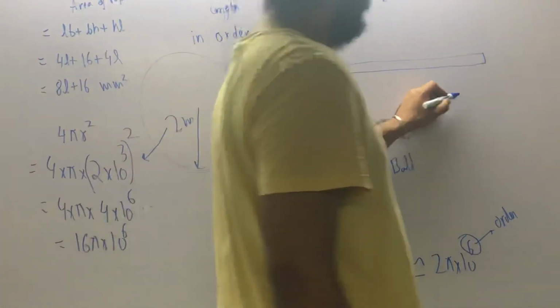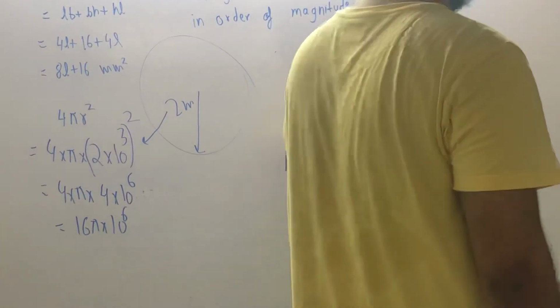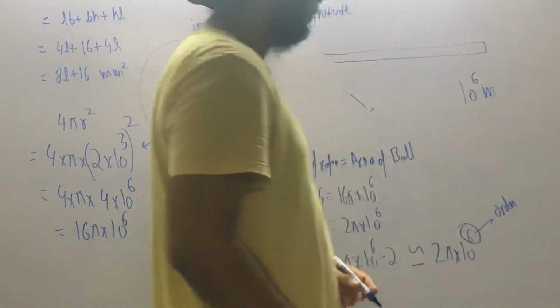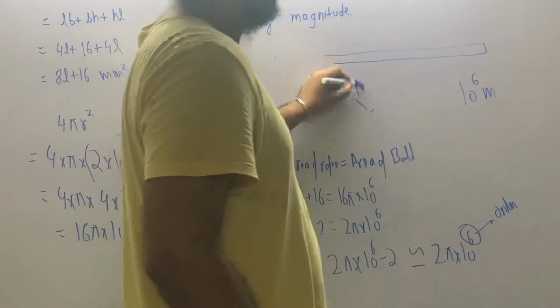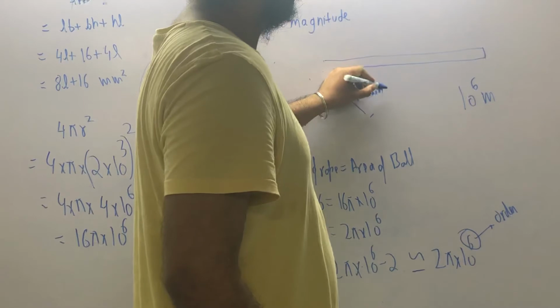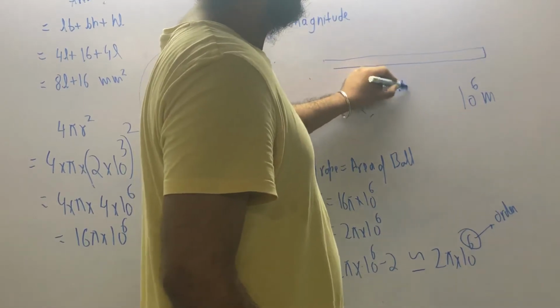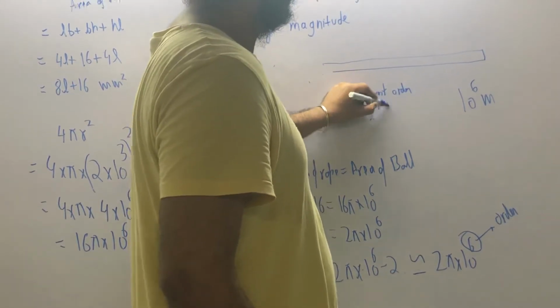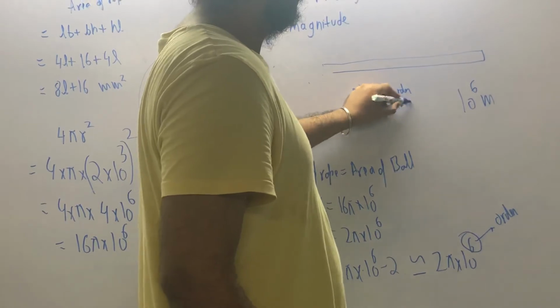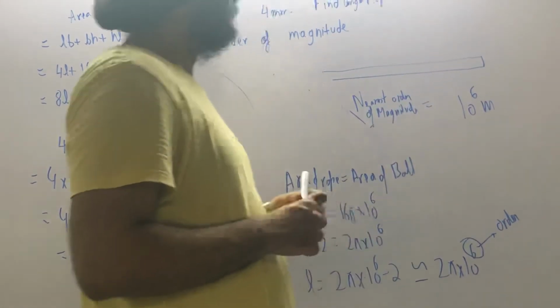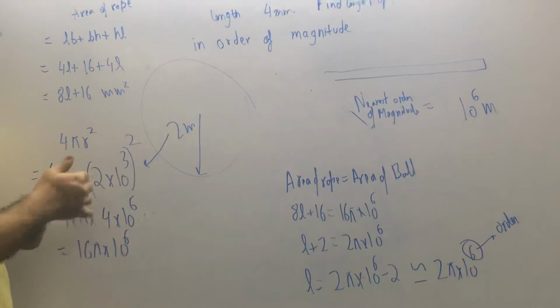Nearest order of magnitude is 10 raised to the power 6 meters. Nearest order of the magnitude is equal to 10 raised to the power 6 meters. Okay, so this is this question.